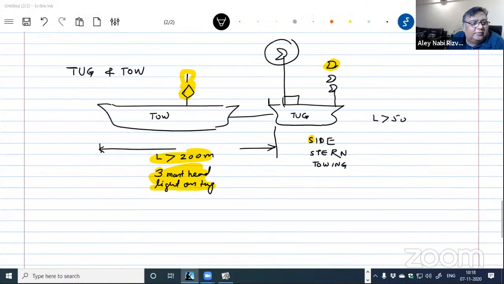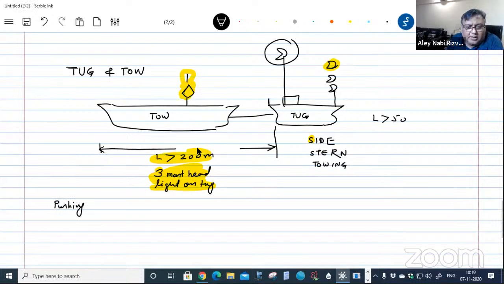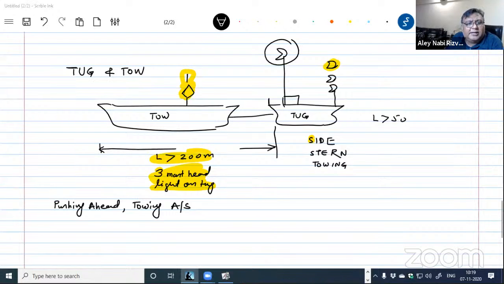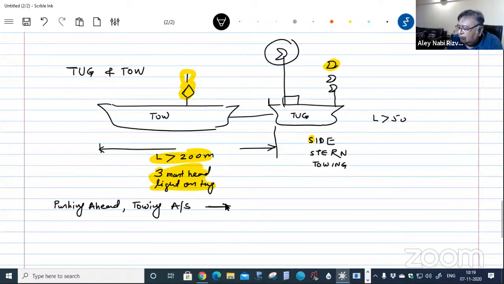Now there is a catch here, where many people make mistakes. If a vessel is pushing ahead or towing alongside, and this is what we are talking about, a power-driven vessel pushing ahead or towing alongside, that simply means you will have all such lights except the towing light. You will exhibit the masthead light, stern light and side lights, but no towing light.